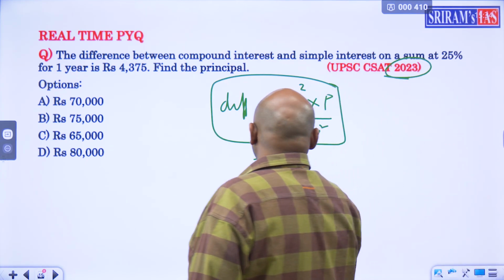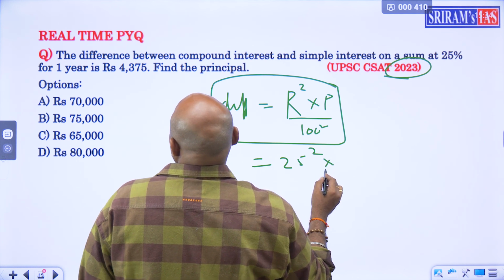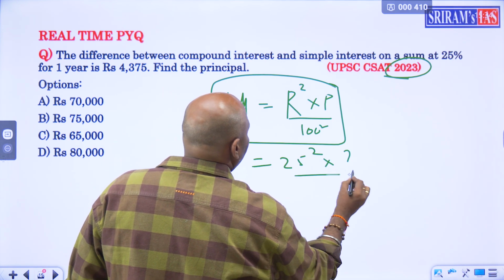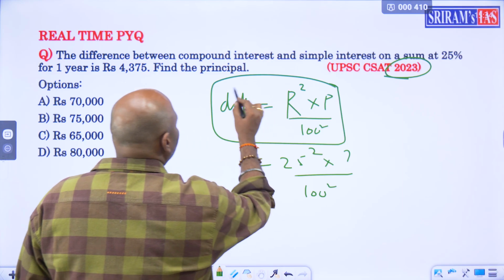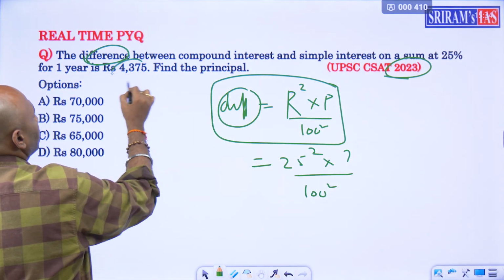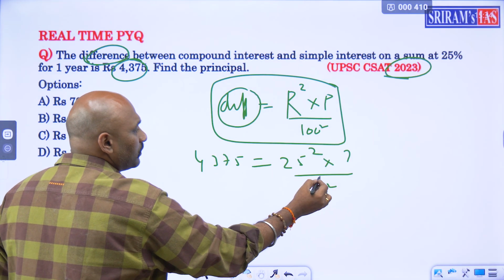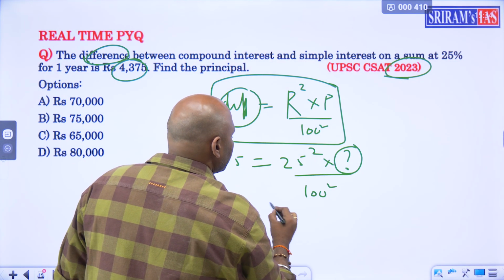So the rate squared is 25 squared into principal, which we don't know, divided by 100 squared, is equal to the difference. He said the difference between the compound interest and simple interest is 4375. So 4375 is equal to 25 squared into question mark. You need to just find the question mark.